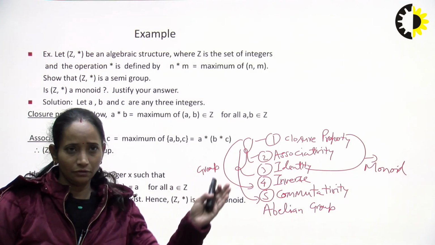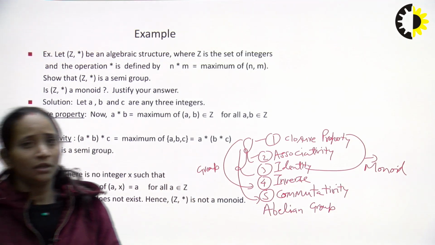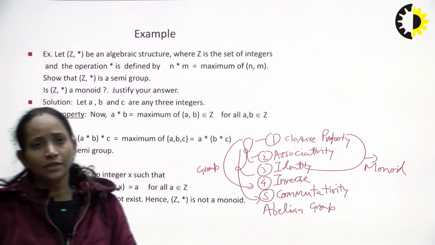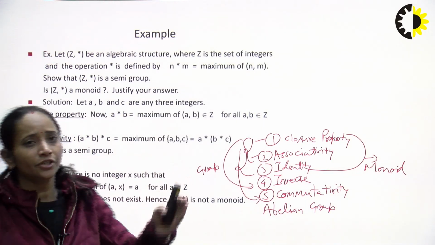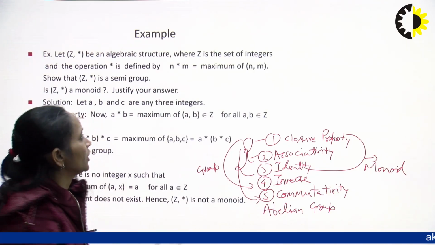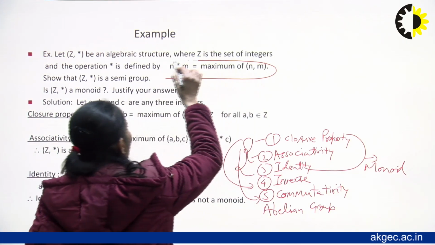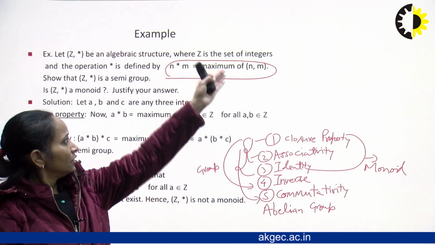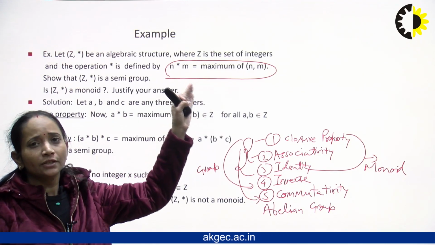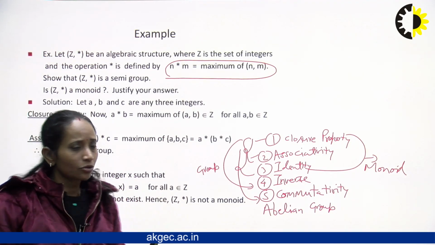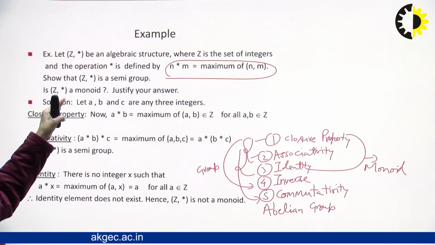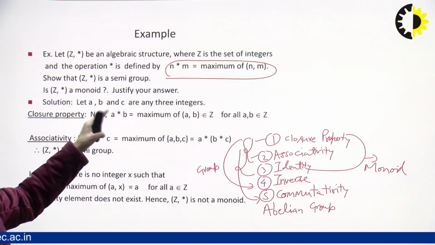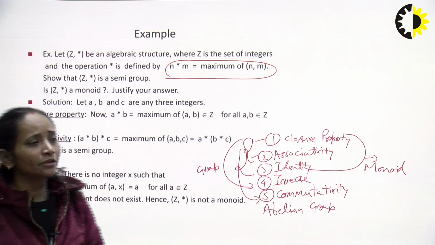We can consider this example: let Z star be an algebraic structure where Z is the set of integers, and the operation is multiplication, defined by n cross m is equal to maximum of m comma n. Means the value of n cross m is the maximum value of m and n. We have to show whether Z star is a semi group or not, and check whether it is also a monoid or not.